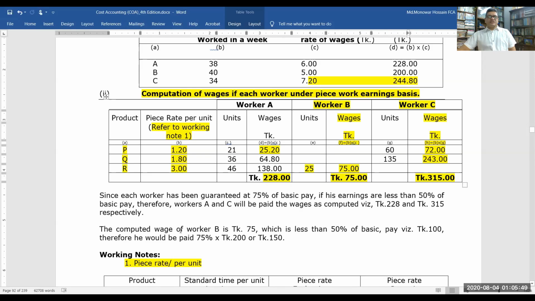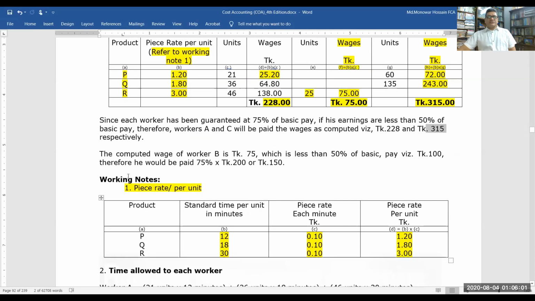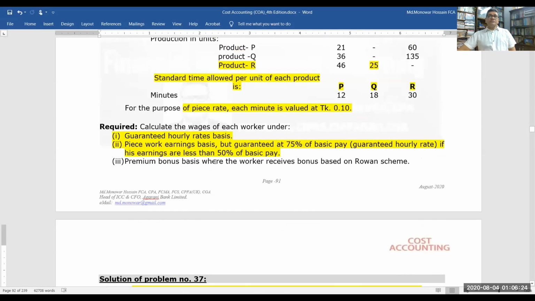Okay, so since the worker has been granted 75% of basic pay, if the earning is less than the 50% of the basic pay, therefore workers A and C will be paid the wages as computed, 228 and 315 respectively. But the computed wages of worker B, taka 75, is less than the 50% of the basic pay, therefore it would be paid 75% of 200, which is 150. So I think it's okay to you.